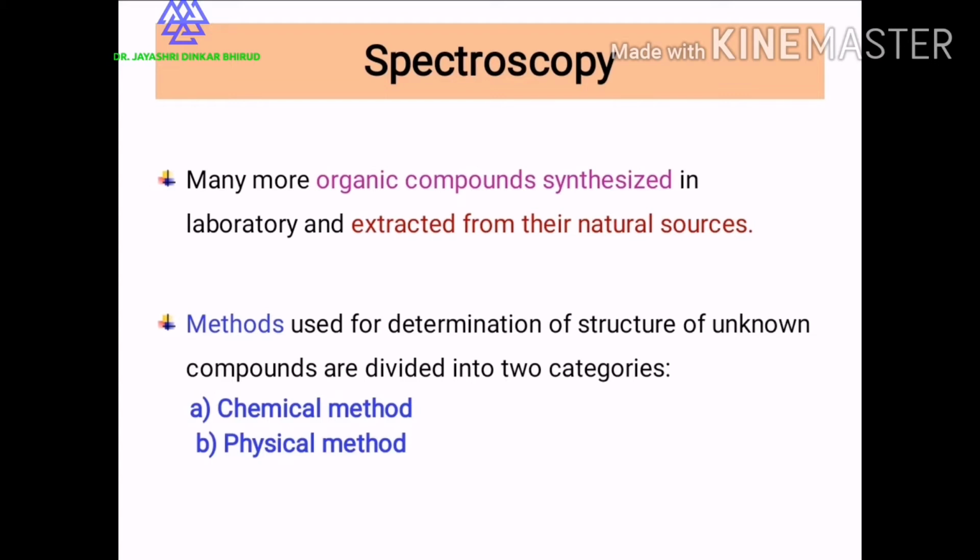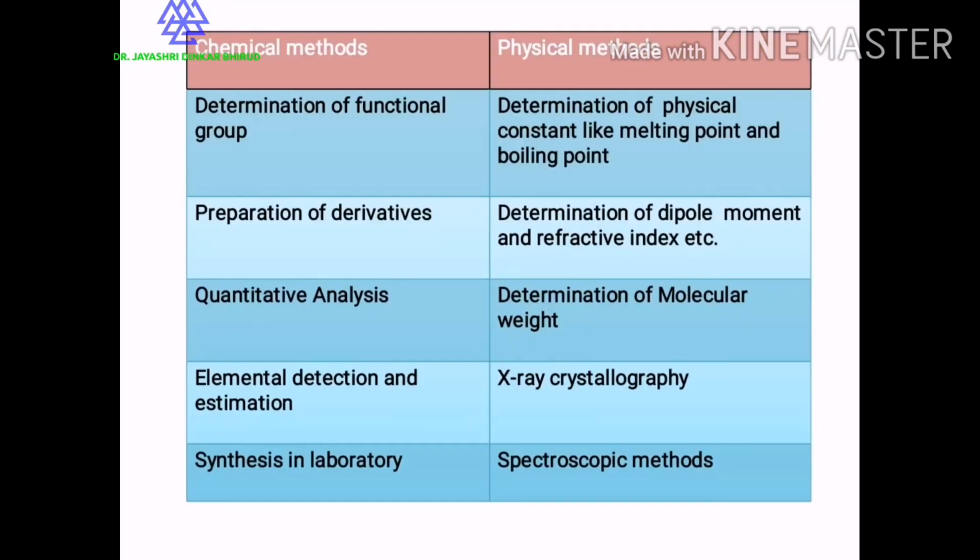There are various methods used for determination of the structure of an unknown compound. These methods are classified into two categories: chemical methods and physical methods. Chemical methods include determination of functional groups, preparation of derivatives, qualitative analysis, and elemental detection, meaning detection of elements other than carbon, hydrogen and oxygen by the Lassaigne test, which shows the presence of nitrogen and sulfur in the compound, and synthesis in the laboratory. These are all the chemical methods.